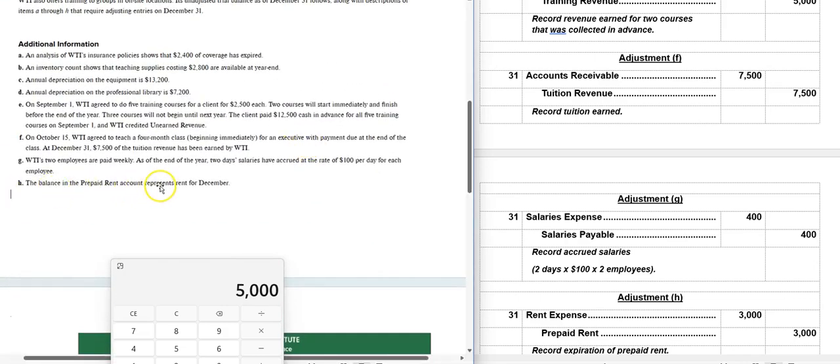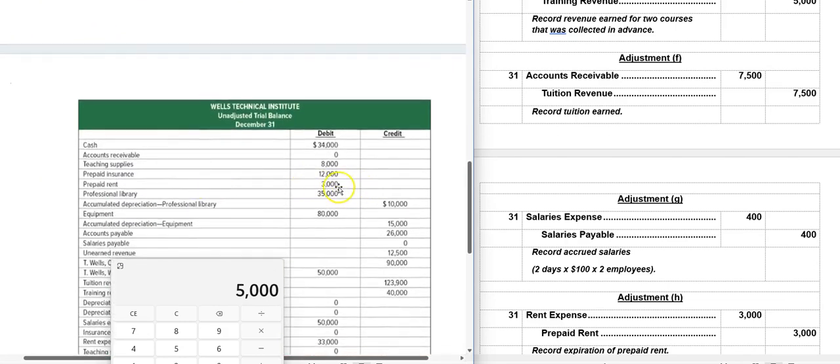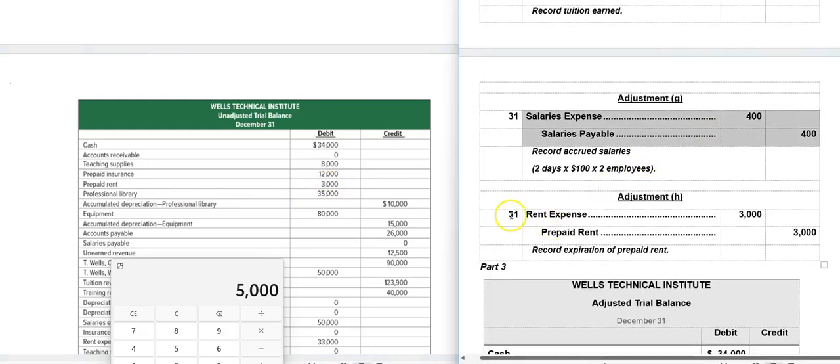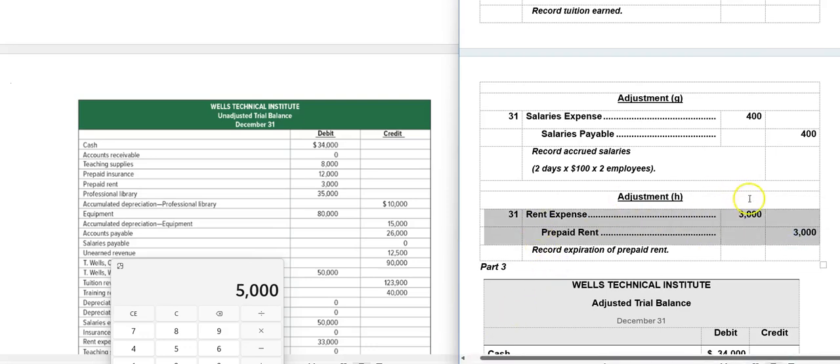That balance needs to decrease because we have used up that $3,000 asset to cover our rent expense for the month. Decrease prepaid rent with a credit and record the rent expense incurred. Increase our expense with the debit, credit prepaid rent, the asset, to decrease it.